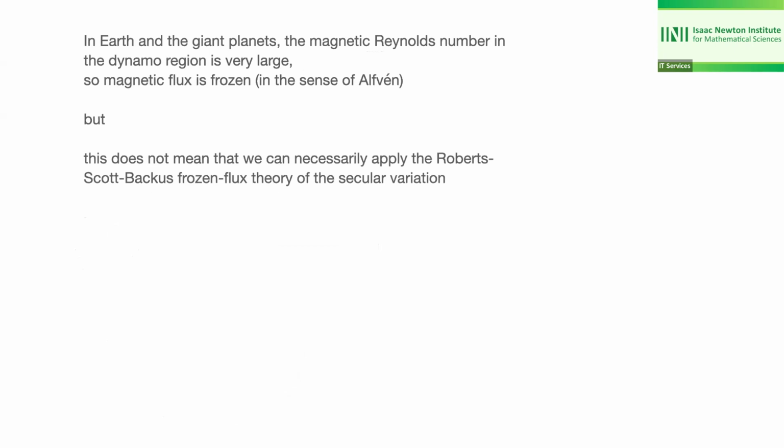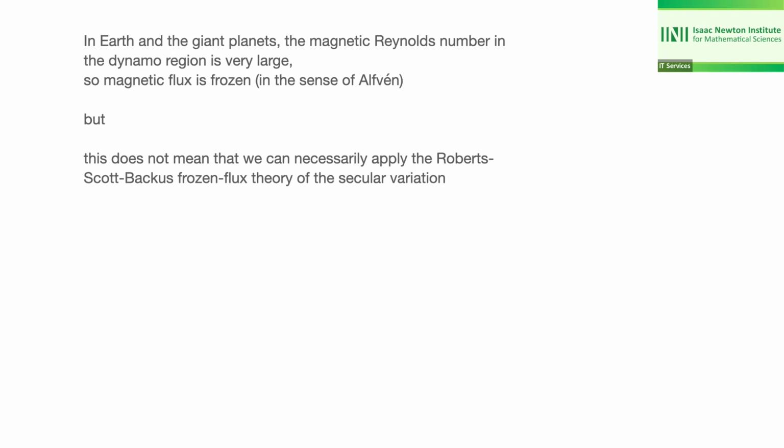So in the Earth and the giant planets, we know that in the conducting region, the magnetic Reynolds number is very large. But in Jupiter, maybe 10 to the 5. We're looking at large magnetic Reynolds numbers. So in both Earth and in the giant planets, flux is frozen in the sense of Alfvén's frozen flux theory. But that's different from saying we can then apply the Robertson-Scott-Backus theory of the secular variation in highly conducting cores.